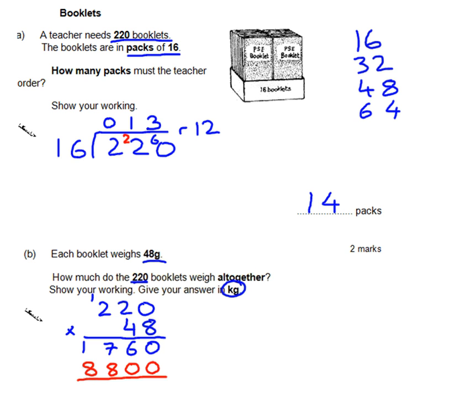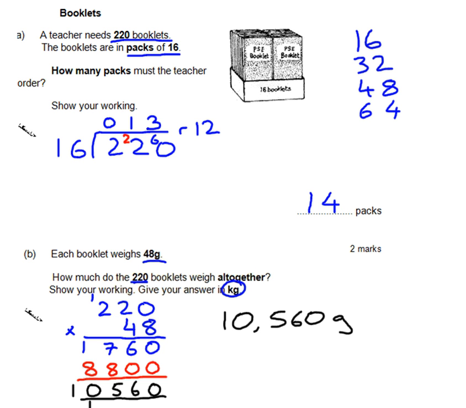Okay, before we add up our answer, 0 plus 0 is 0. 6 plus 0 is 6, 7 plus 8 is 15, and 8 plus 1 is 10. Okay, so it's 10,560 grams. But we want it as kilograms.